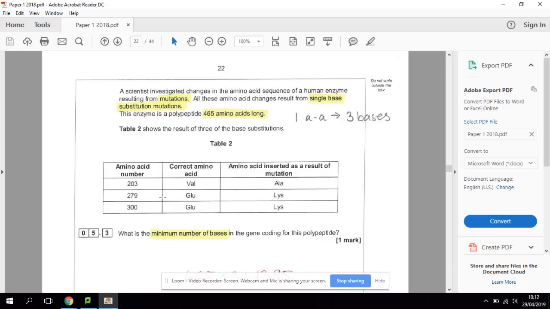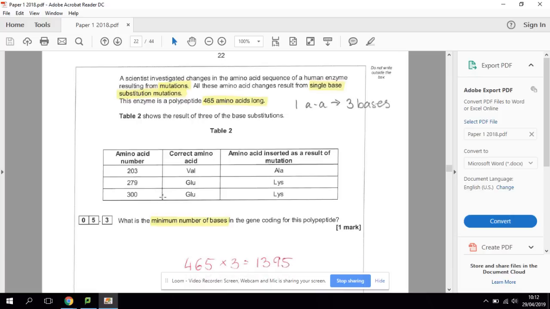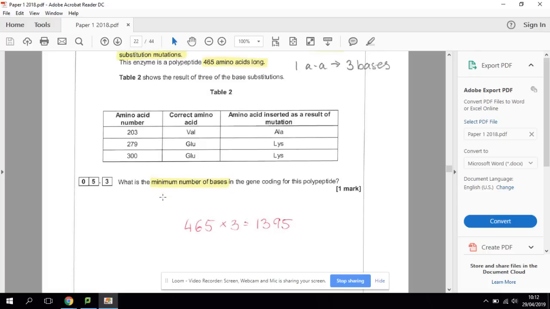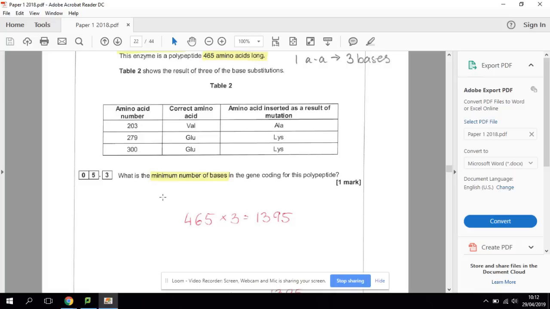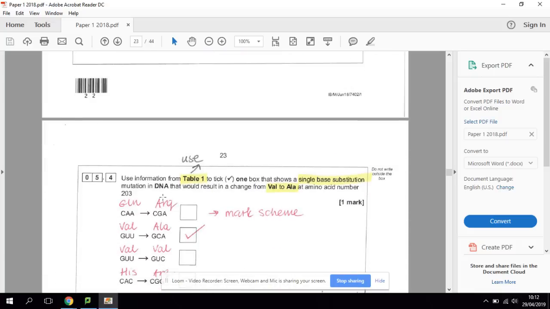And the enzyme, it's made of 465 amino acids. What we need to remember is that one amino acid is coded by 3 bases. We've got a table here that shows you different numbers of the amino acids. So what is the minimum number of bases coding for this polypeptide? We've said one amino acid is coded by 3 bases, so multiply this 465 by 3, and we've got 1395 for the answer. Right?